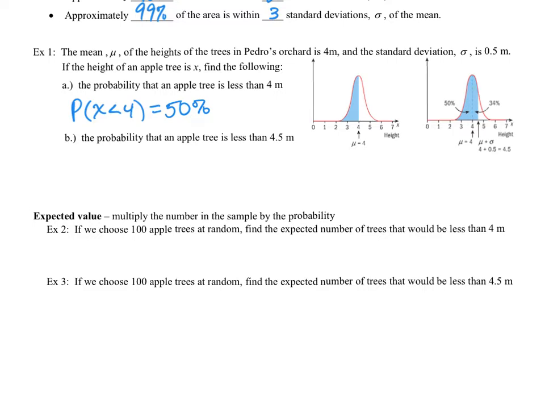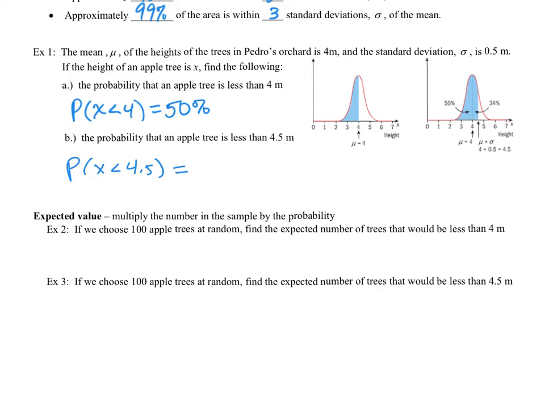Letter B says, find the probability that an apple tree is less than 4.5 meters. So let's write that probability like this. The probability that x, being the height of the tree, is less than 4.5 meters. Well, if you remember, 0.5 was the standard deviation for the heights of the tree. So if you take a look at the graph, 4.5 meters would be half of the area plus 1 standard deviation. And remember, 1 standard deviation is 34% of the area under the curve.